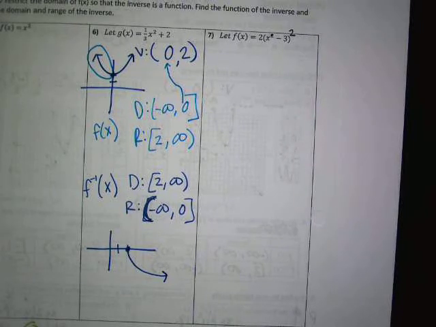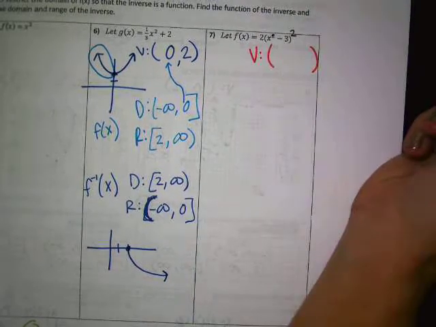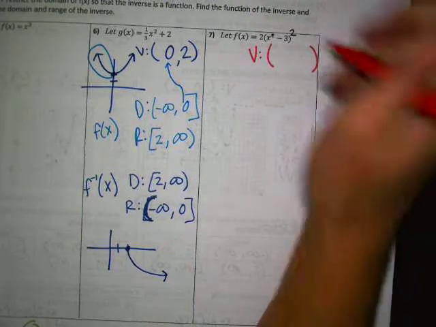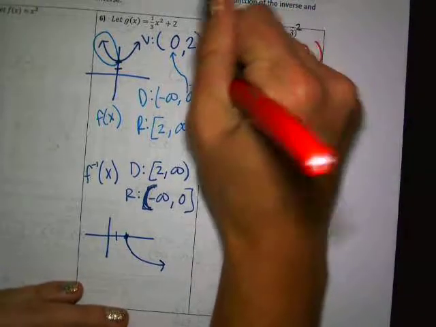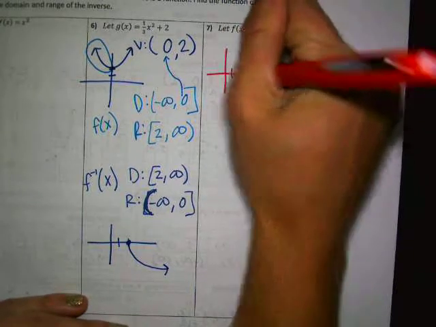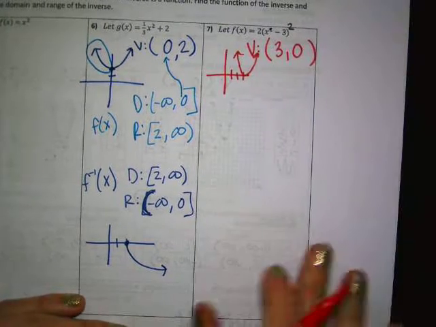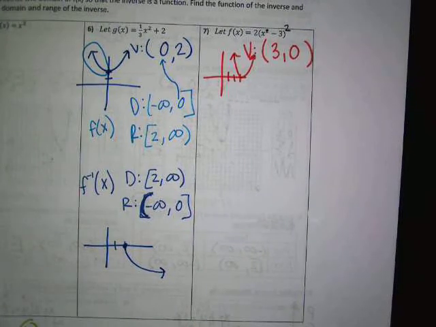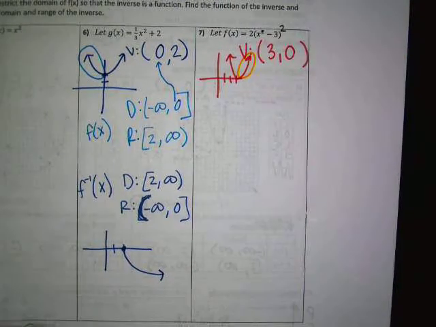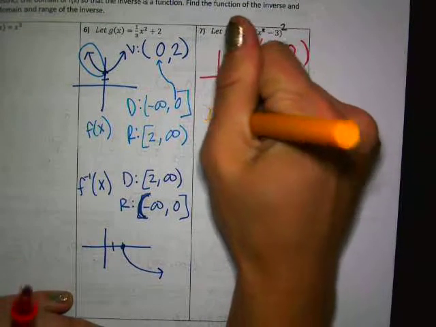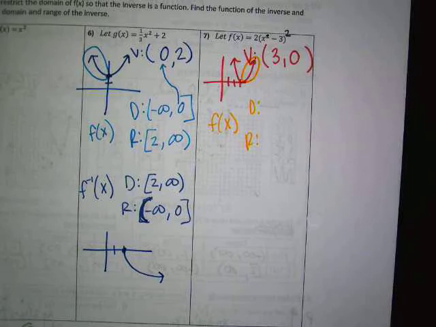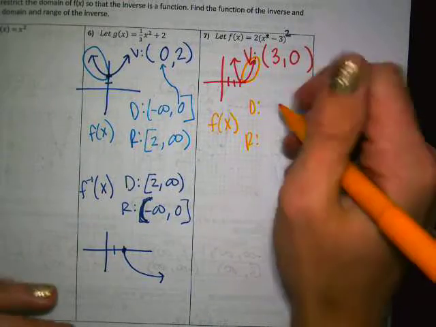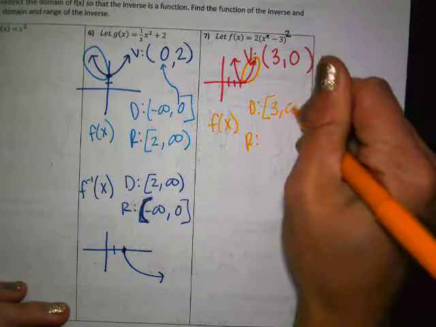All right, so what is the vertex of number 7? 3, 0. Okay, so I'm going 1, 2, 3. So it's somewhere over here. And on this one, I'm going to go ahead and do the positive one just for something different. So I'm going to restrict it to the positive side. If I want to restrict the domain to the positive side of my quadratic, what is the domain going to be? 3 to infinity. Yep, 3 to infinity, the domain.